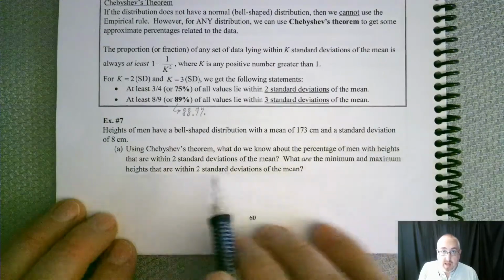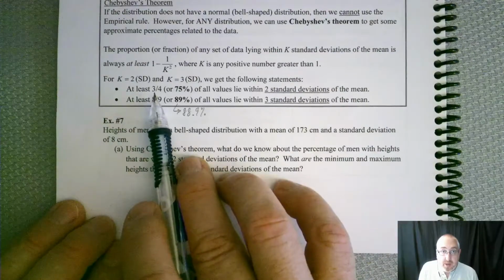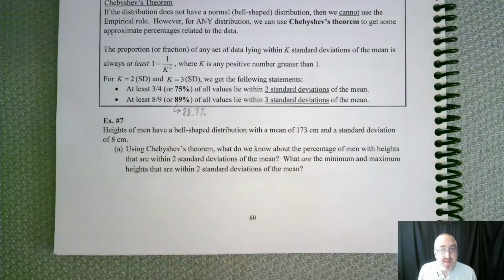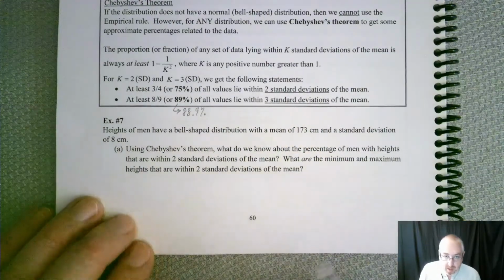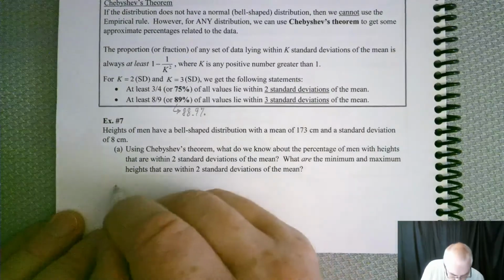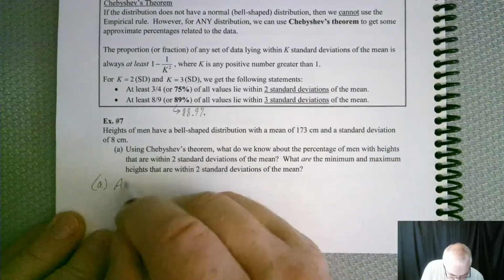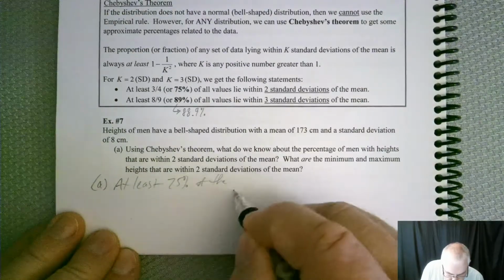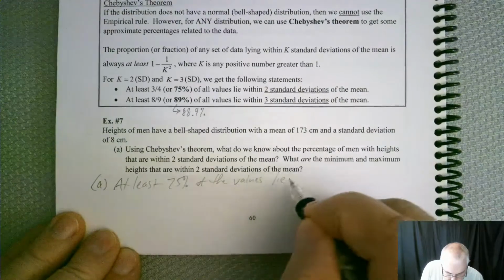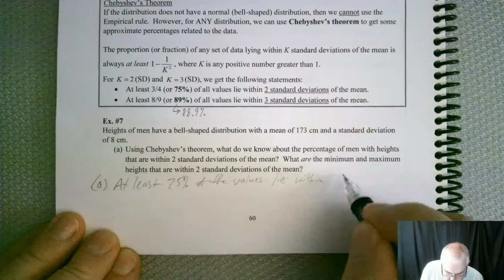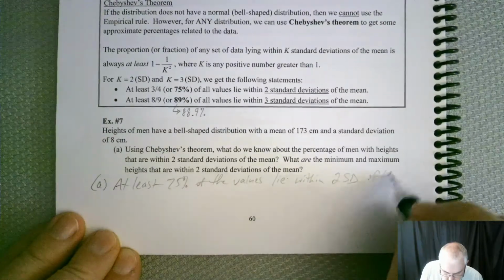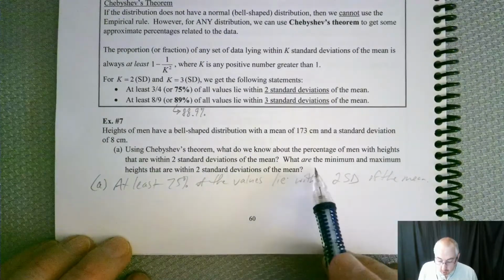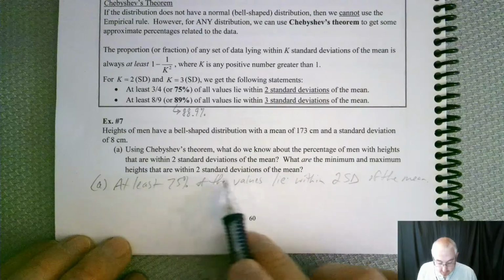Well, so what does it say? At least 3/4 or 75% of all values lie within 2 standard deviations of the mean. That's all they want you to say for that first part. Just restate the theorem. So, at least 75% of the values lie within 2 standard deviations of the mean. Done. Okay. What are the minimum and maximum heights that are within 2 standard deviations of the mean?